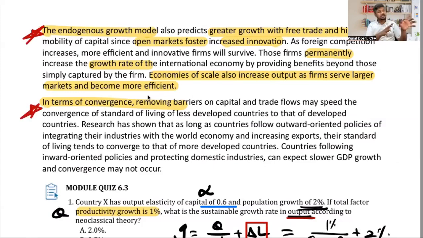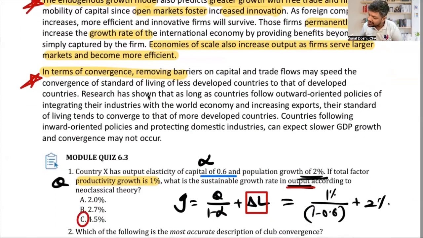But remember convergence theory, where the underdeveloped will eventually meet the developed nations, right? In terms of convergence, removing trade barriers on capital and trade may speed the convergence of the standard of living of the poor nations, or the less developed nations. They don't use the word poor because they feel it's going to be offensive, so they use the word less developed. Okay. Remember in childhood, we learned this term called developing countries. So some countries are still developing. Now, to make it fancy, they use a word called emerging countries.